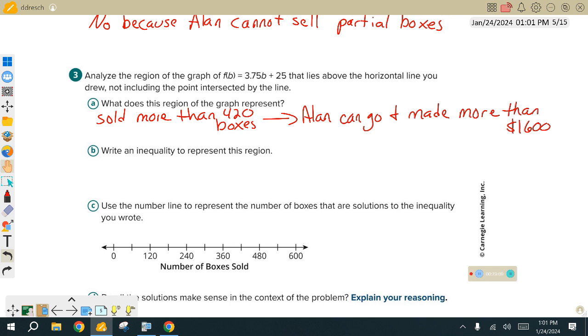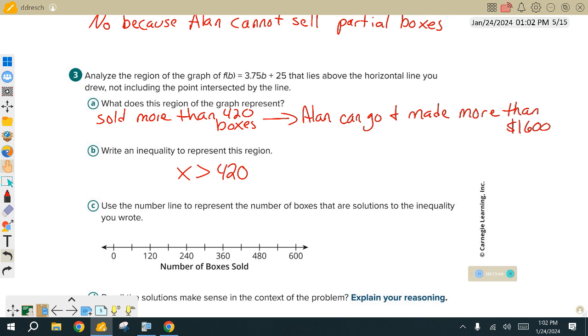So, off of that, what inequality goes with the word more than? When we say the word more than, what inequalities go with that? Not just equal to, but actually just greater than. Because more than does not include greater than or equal to. We just get above it. So we're just doing x is greater than 420. Okay? So x is greater than 420. Alan sold more than 420 boxes.